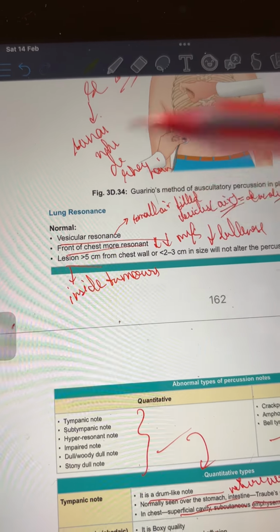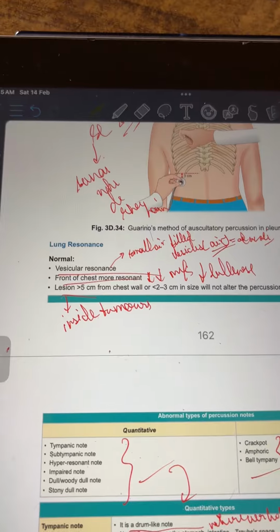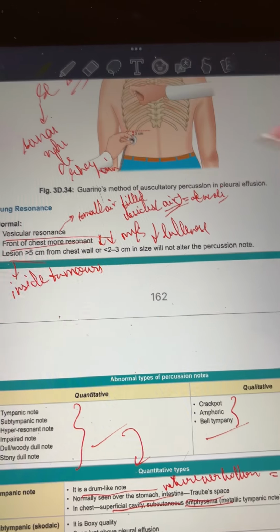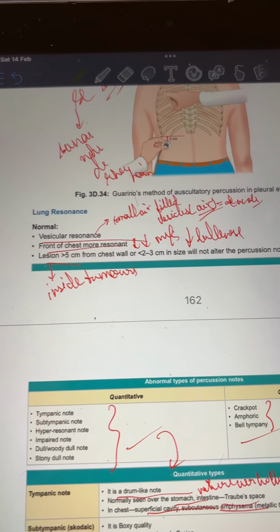And the majority are alveoli, so that's why it's normally vesicular resonance. If the lesion is more away from the chest wall or if it is insignificant, it won't alter the percussion note. So this is where USG and other parameters take an important role.